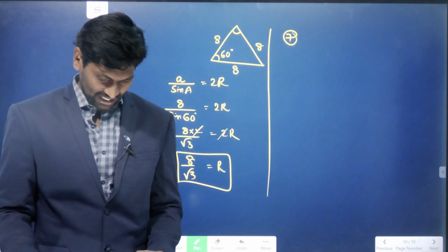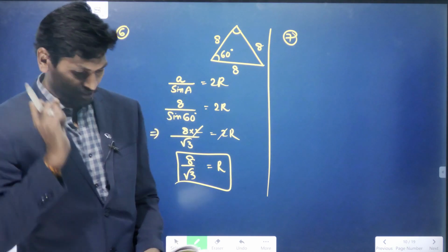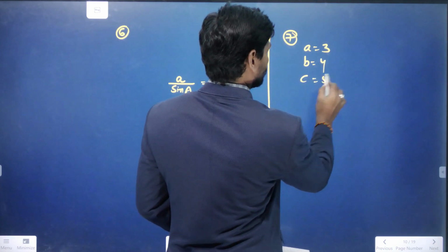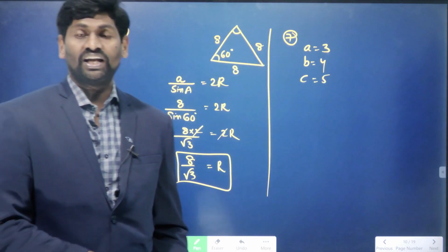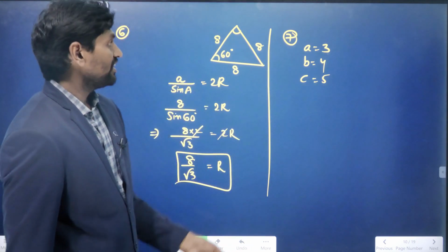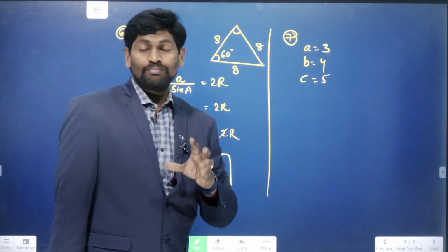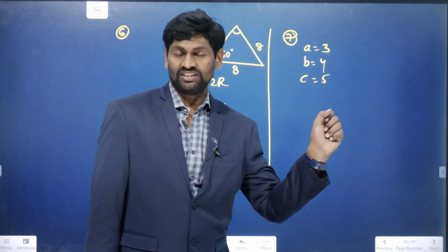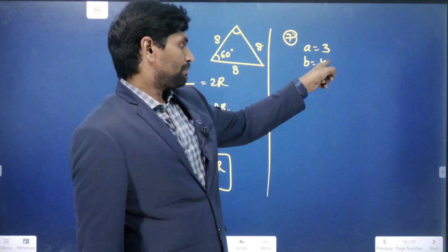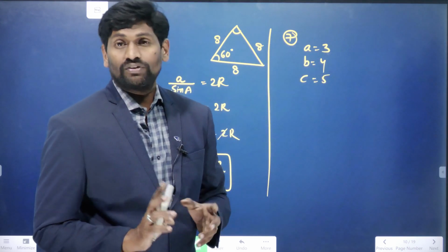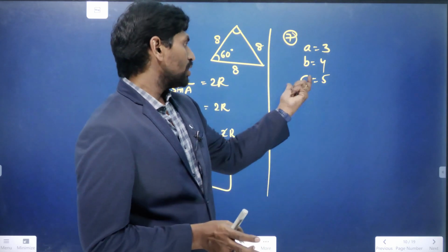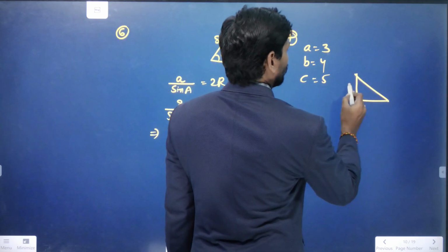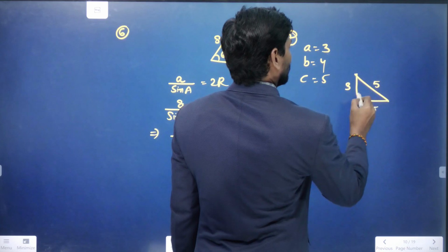The seventh one is given that a is equal to 3 centimeters, b is equal to 4 centimeters, c is equal to 5 centimeters. Then find the area of the triangle. Let us identify. While you are observing 3, 4, 5, these are the measurements of a Pythagorean triplet. That means the sum of the squares of two sides is the square of the third side. See, 3 square plus 4 square. 3 square value is 9, 4 square value is 16. So 9 plus 16 is 25. 25 is the square of 5. That means the sum of the squares of two sides is the square of the third side, then it will be a right angle triangle.